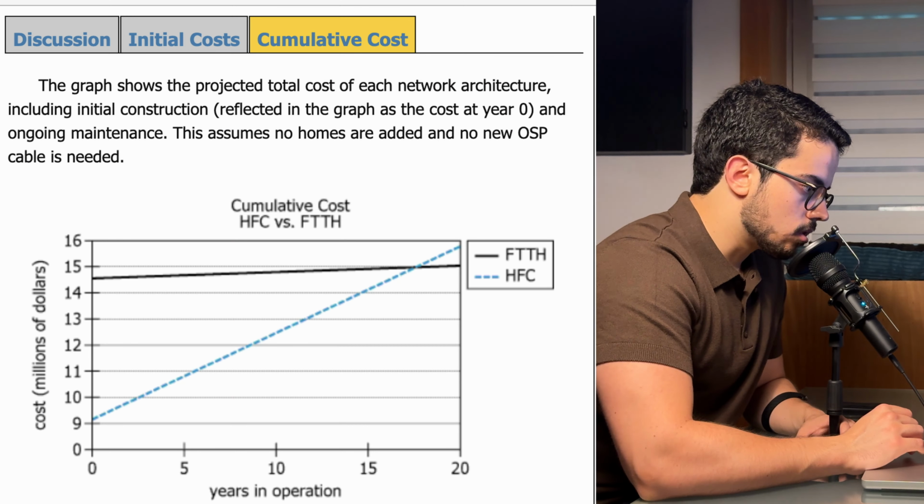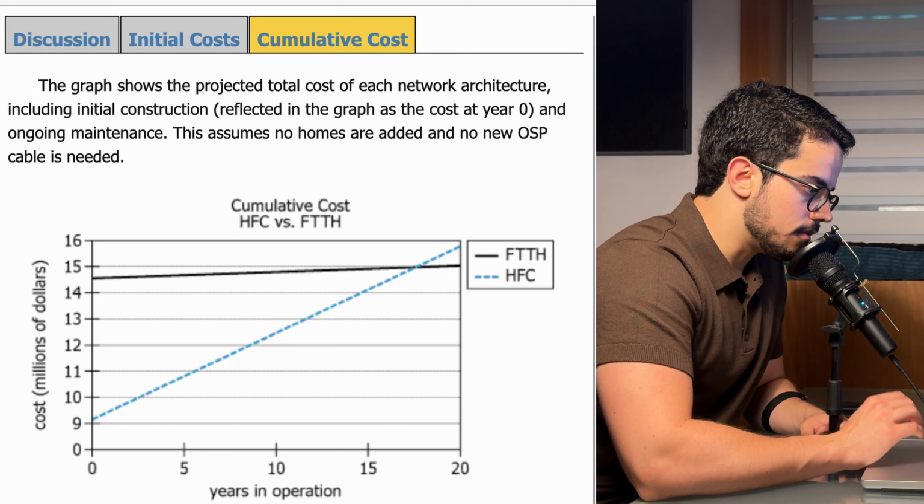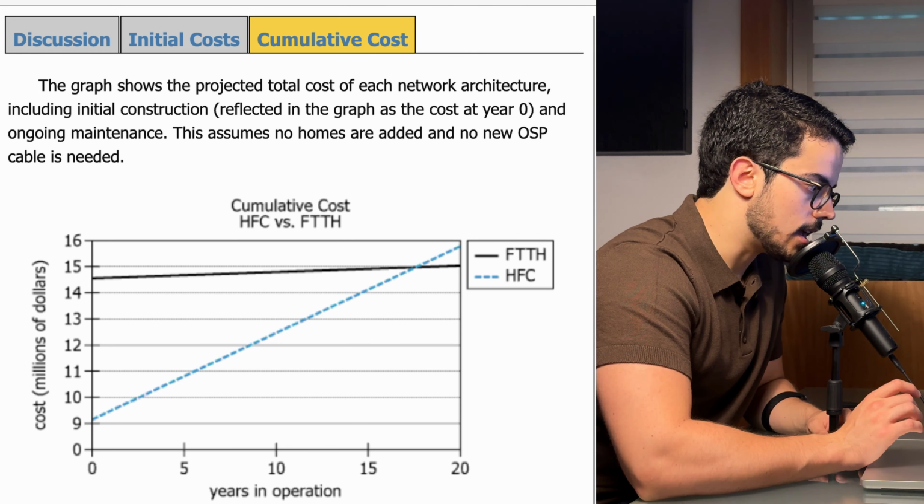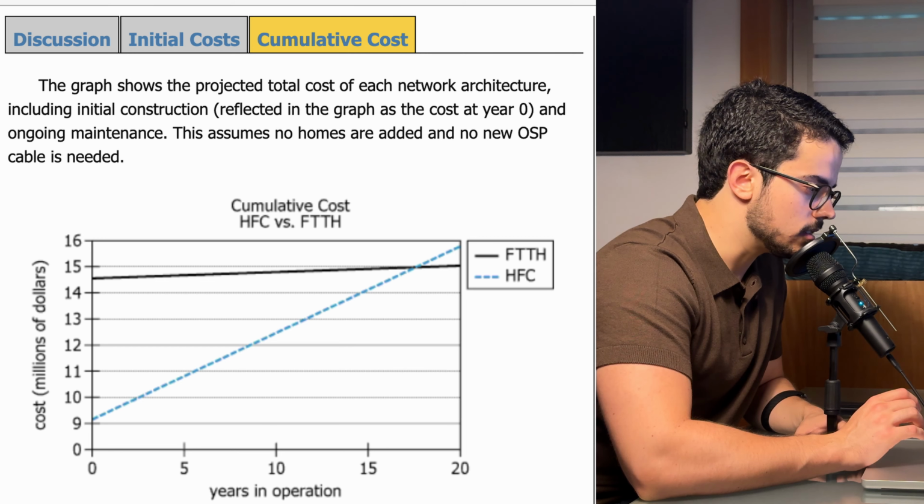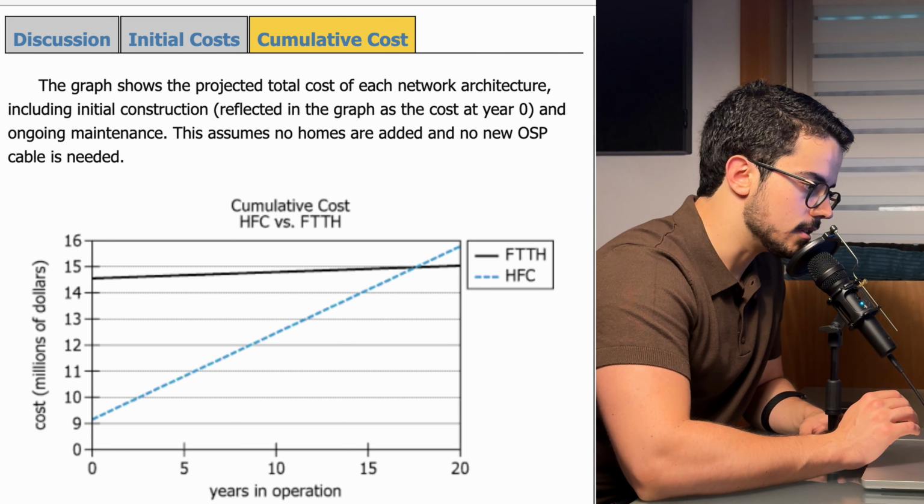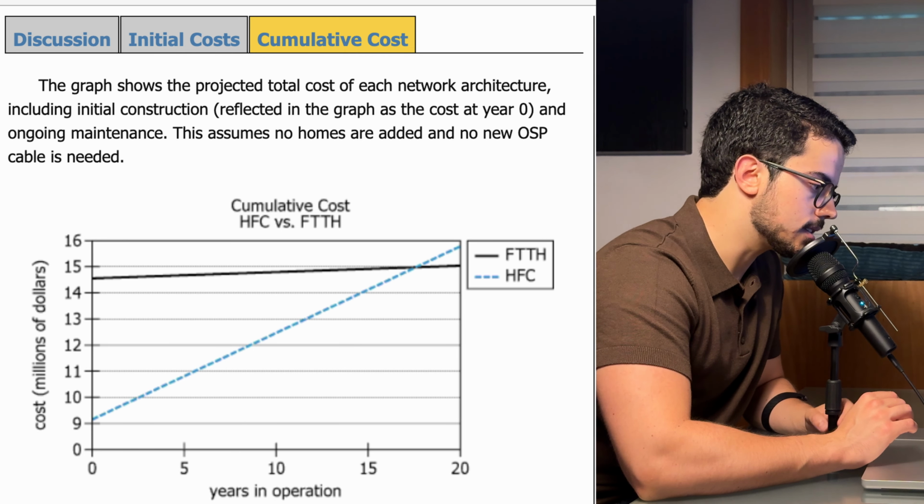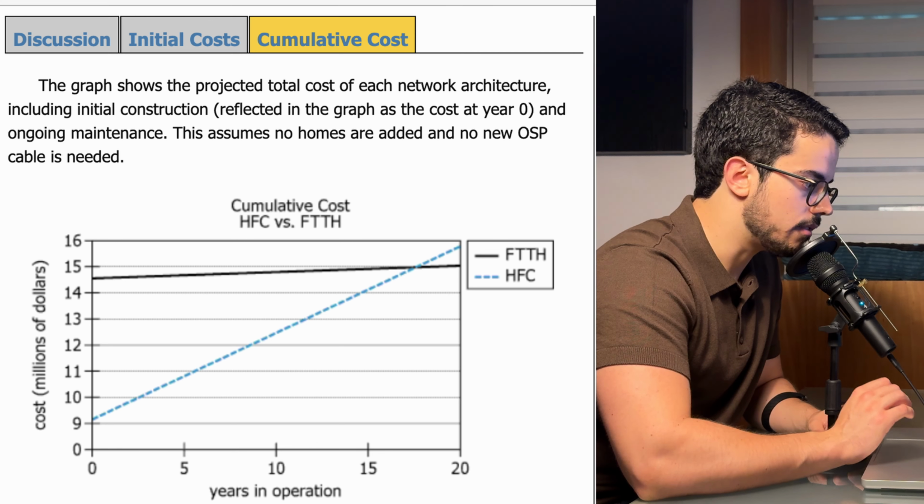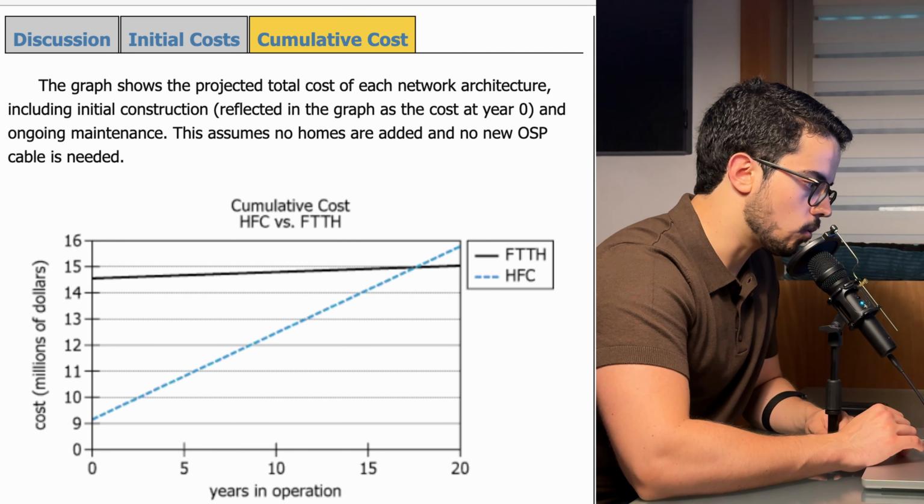Tab 3. So cumulative cost. It's a graph. I take 10 seconds to read the axis. The dotted blue line is HFC. The solid black is FTTH. And HFC starts cheaper but gets expensive over time. They cross right around year 16. Done. My mental map is built and that took me barely 45 seconds. Let's read the questions now.